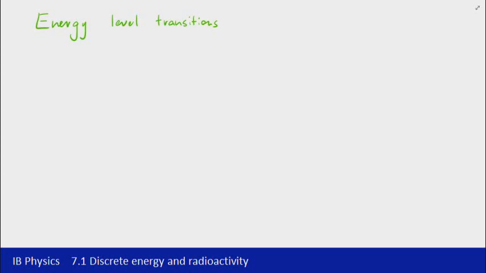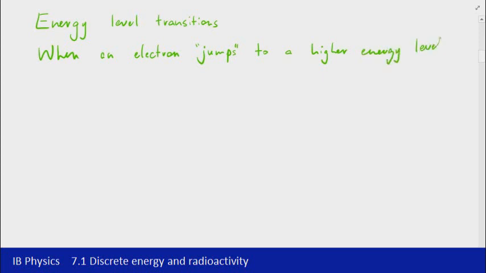Now, with energy levels, as I mentioned in the last video, it's not so much about the energy levels themselves, it's about energy level transitions. So when an electron does jump to a higher level, and again, using that word jump, not quite the best word, but we'll stick with it. When an electron jumps to a higher energy level, it needs a specific amount of energy. We can't just cause it to jump up if it doesn't have the required amount of energy.